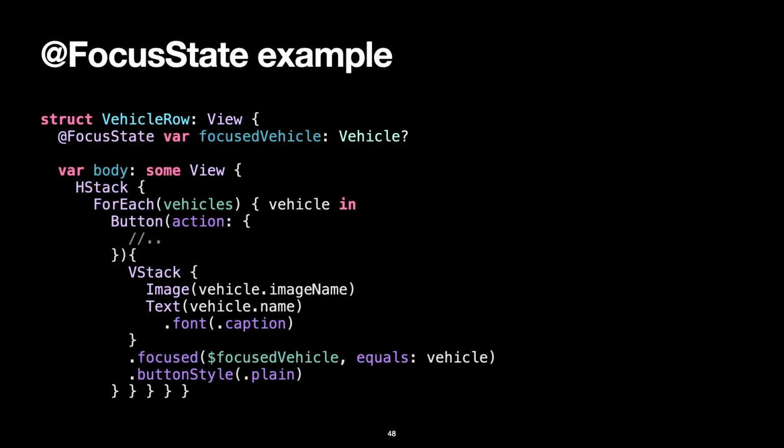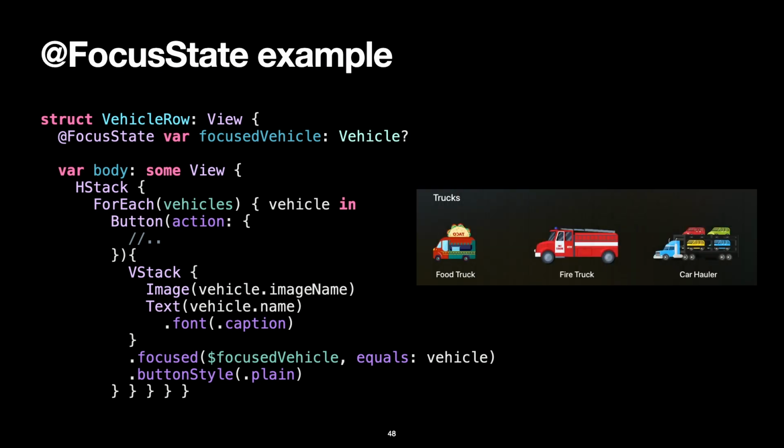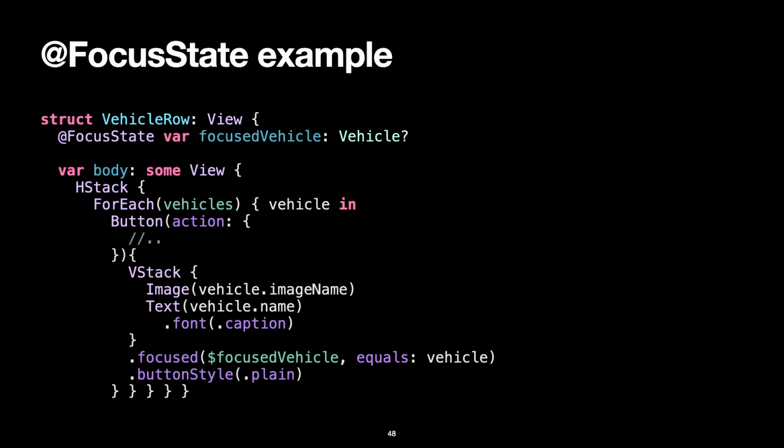But let's go back to the problem we have. Just knowing if the button is focused is not enough. After all, we have this entire grid of vehicles. In this case, I only show a row, but imagine it as a grid. You need to know exactly which particular property is in focus. Luckily for us, the FocusState property wrapper also supports hashable types. So Vehicle is hashable, by the way.